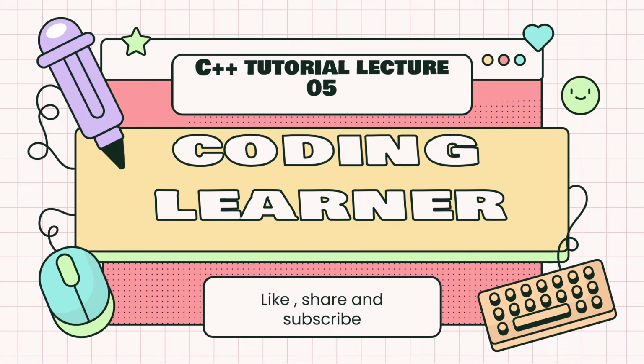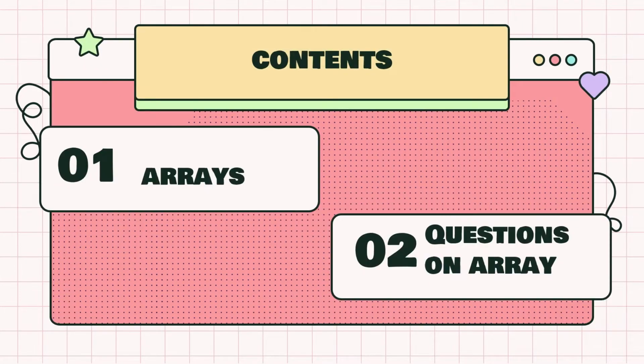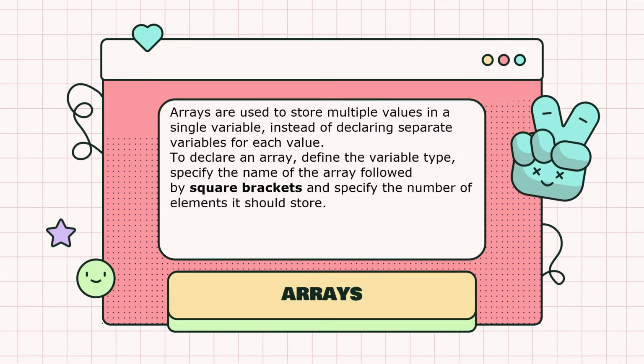So this is C++ tutorial lecture number 5. We have two topics: what is an array, and we will do some examples on arrays at the end of the video. Now the first question arises: what is an array? An array is nothing but a variable that stores multiple values, whether of integer type or string type.